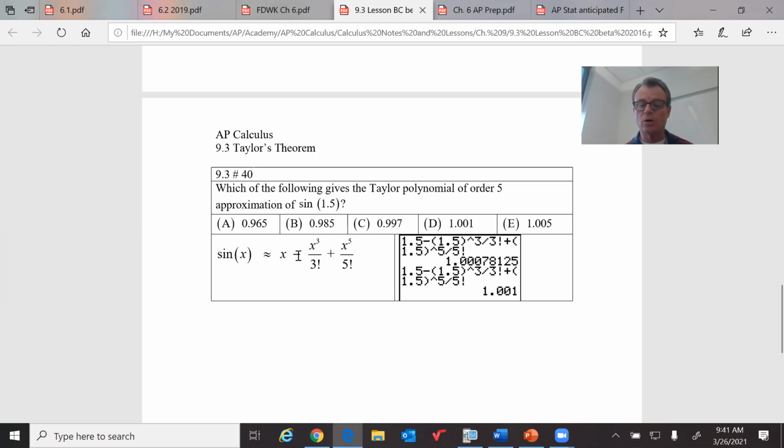It's order 5. So you go out to exponent of 5. It's an odd function. You know what this is going to look like? Those even terms are going to be zeros because you'd have cosine as the derivative, and the cosine of 0 is 0. So here's the sine. Here's the expansion for Maclaurin. What are we doing? We're putting 1.5 in there, and you get this truncated to 3 places would give you D. Okay, that's all there is to it.